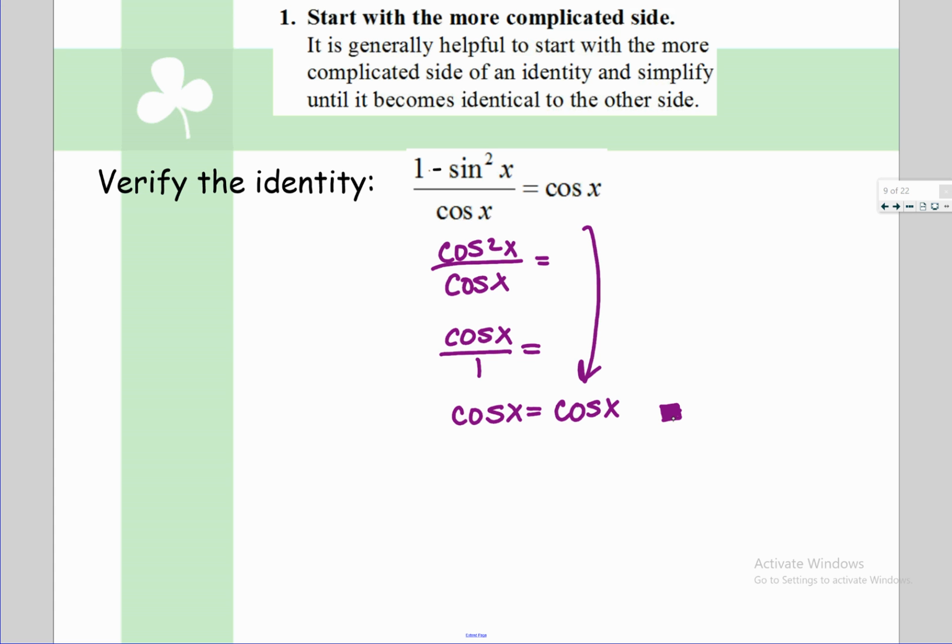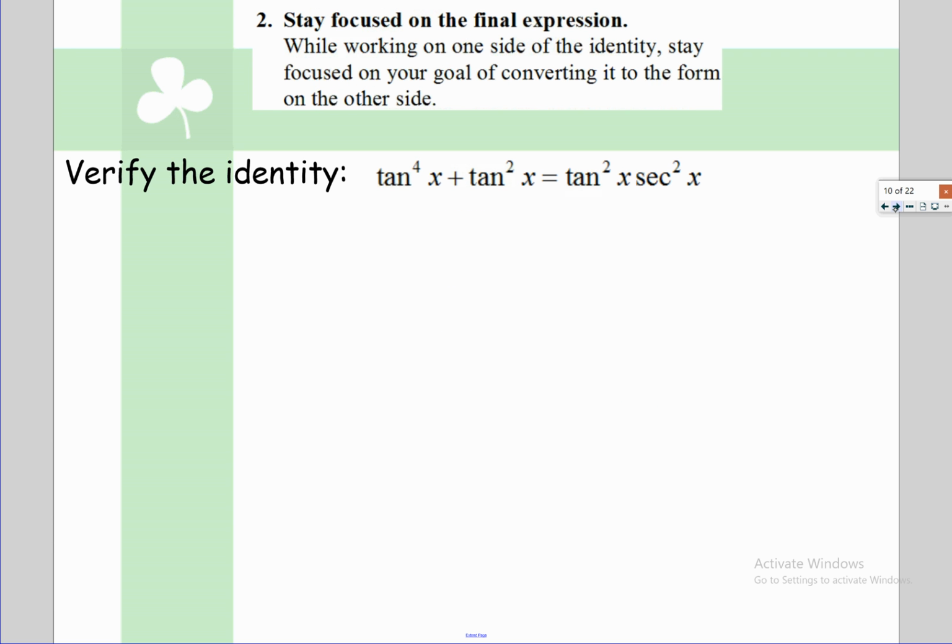All right, let's try another one. I've got tangent to the fourth plus tangent squared equals tangent squared secant squared.